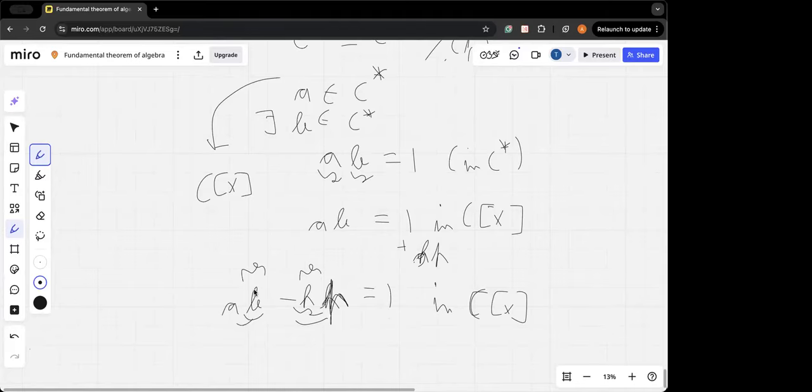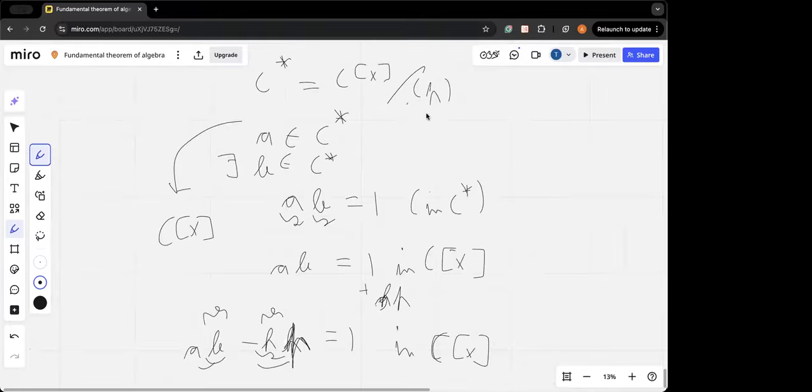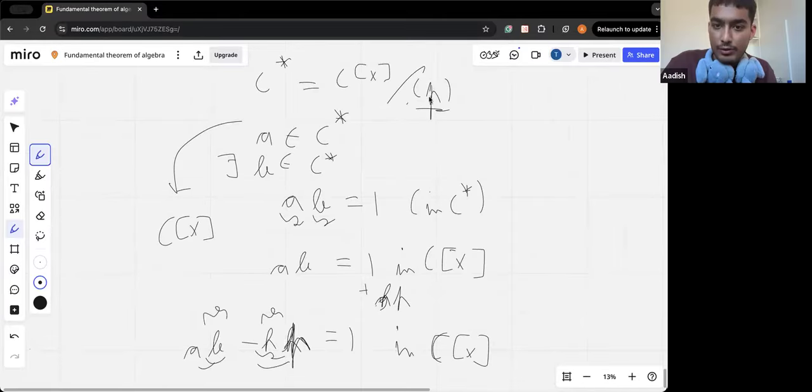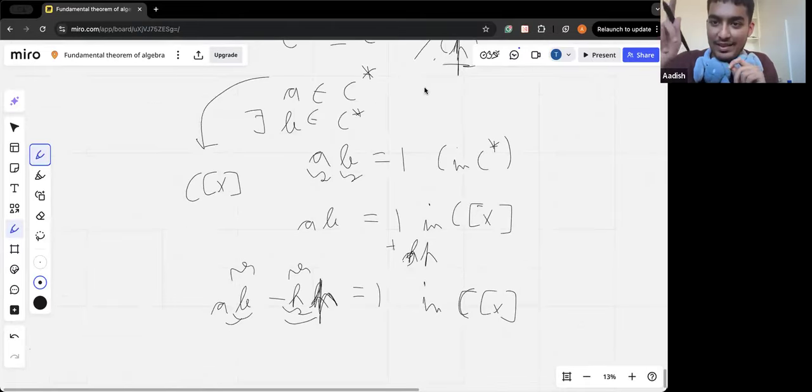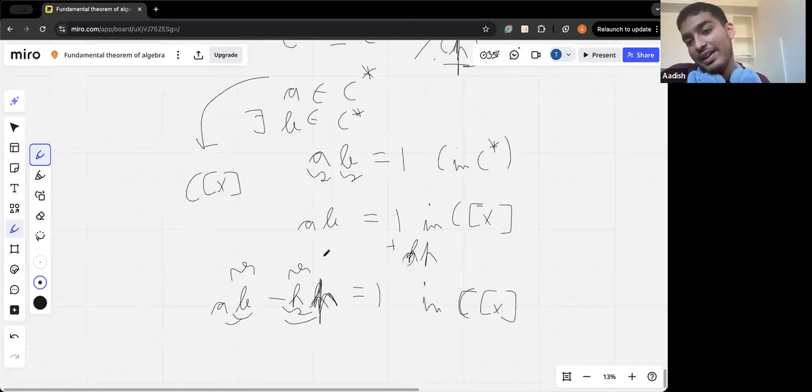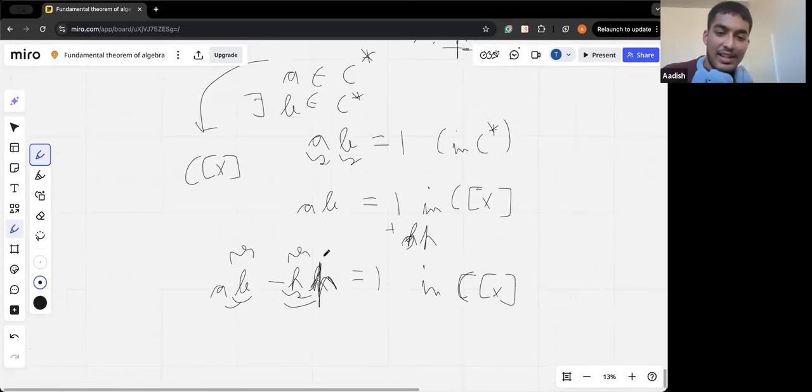Shouldn't we find P, because we have defined C star to be C[x] by P? No, P. Oh, my handwriting sucks. This is P, guys. That was P. I'm sorry. You don't have to hurt me like that. But yeah, we find B and H in just C[x] such that AB minus HP is 1.